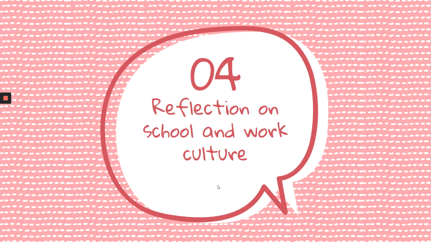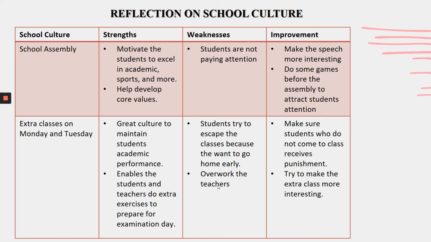So next is reflection on school and work culture. Okay, school culture. The first one is school assembly. The strength of school assembly is to motivate the students to excel in academics, sports, and more. It helps to develop core values. Weakness: students are not paying attention. Suggestion for improvement: the teacher can make the speech more interesting and do some games before the assembly.